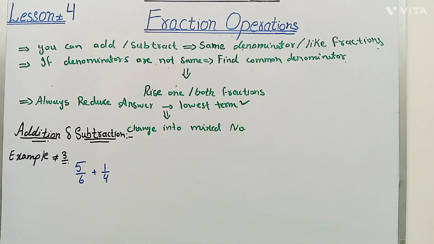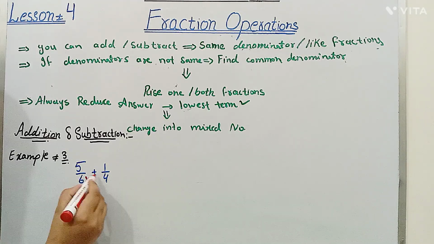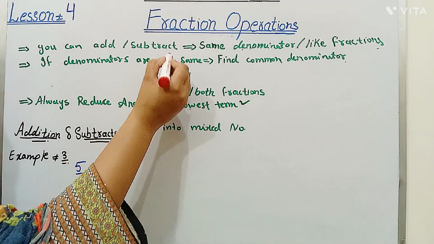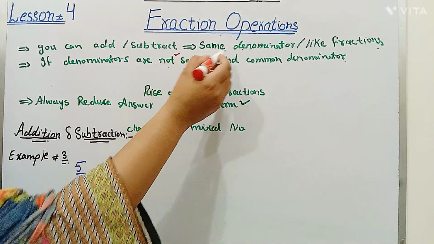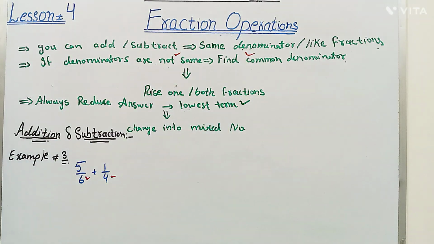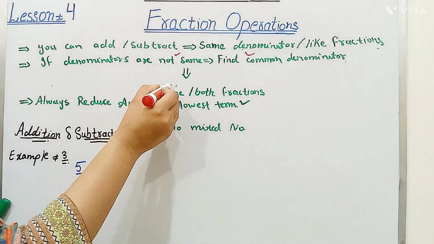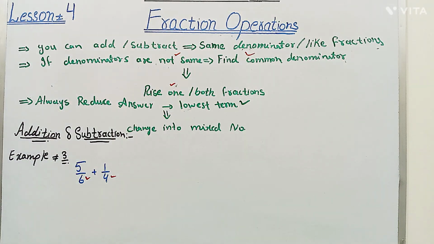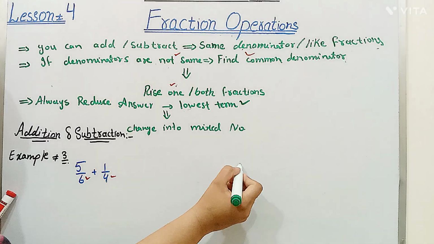Now you can see that there are different denominators: there is a 6 and a 4. If the denominators are not the same, firstly we will find the common denominator and raise one or both fractions. Now, how can you find the common denominator? It's very interesting. Firstly, make a list of the multiples of them to check for the common denominator.